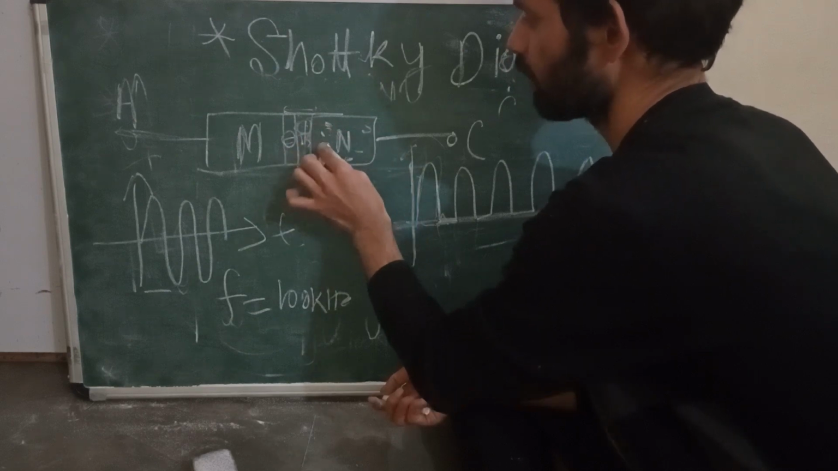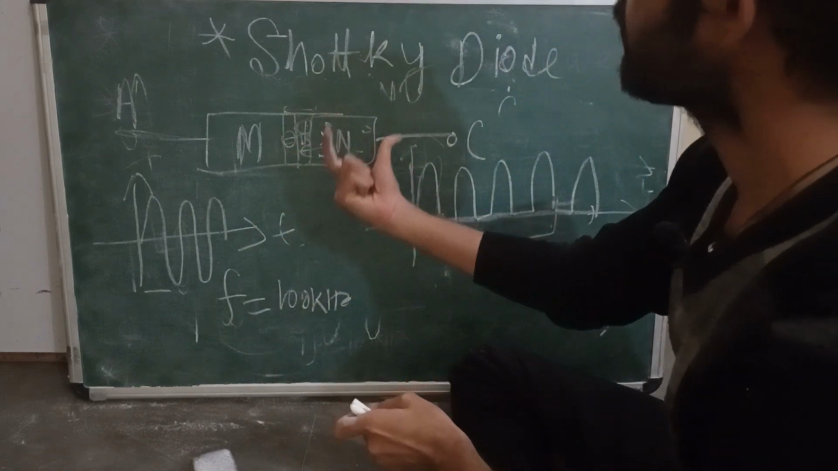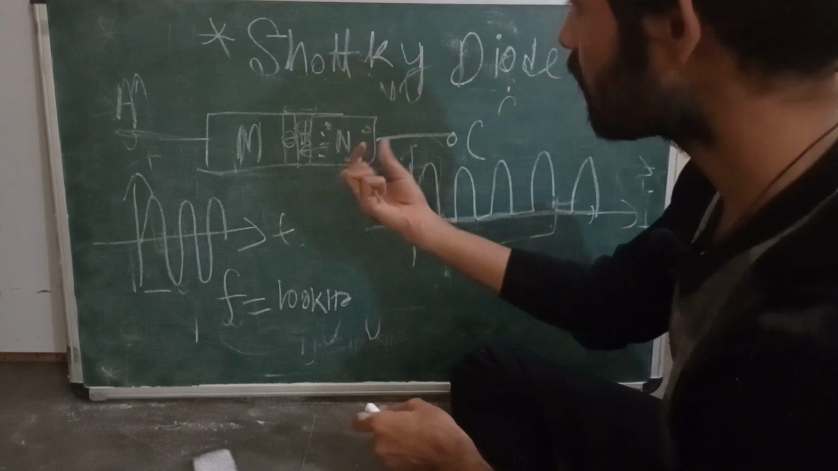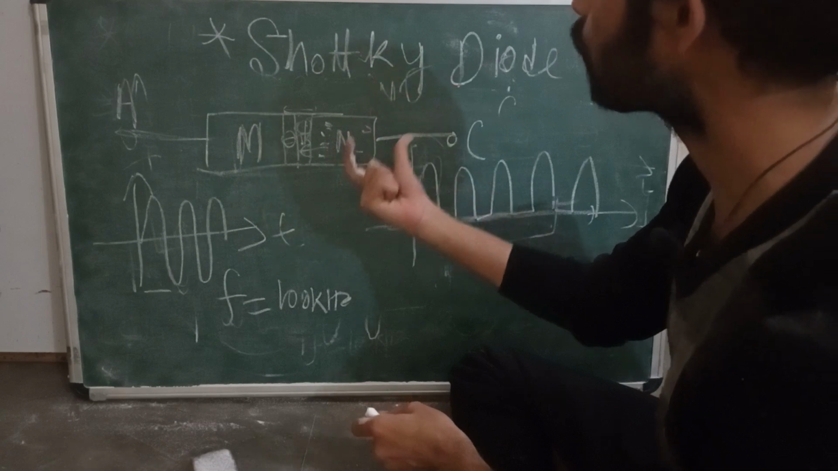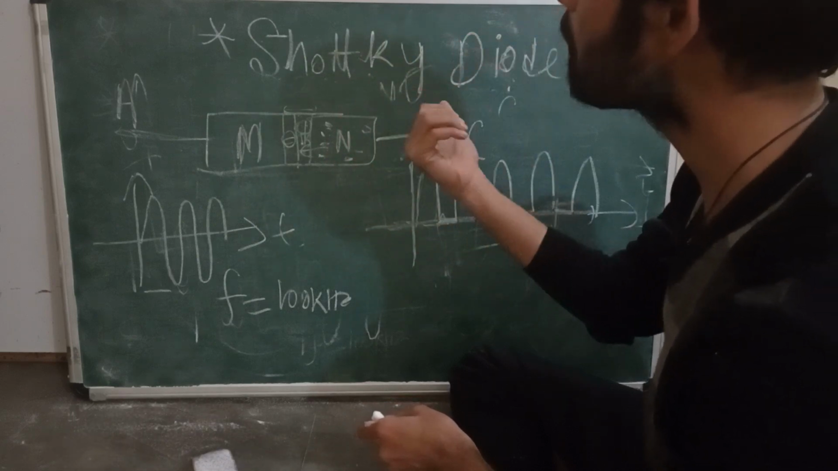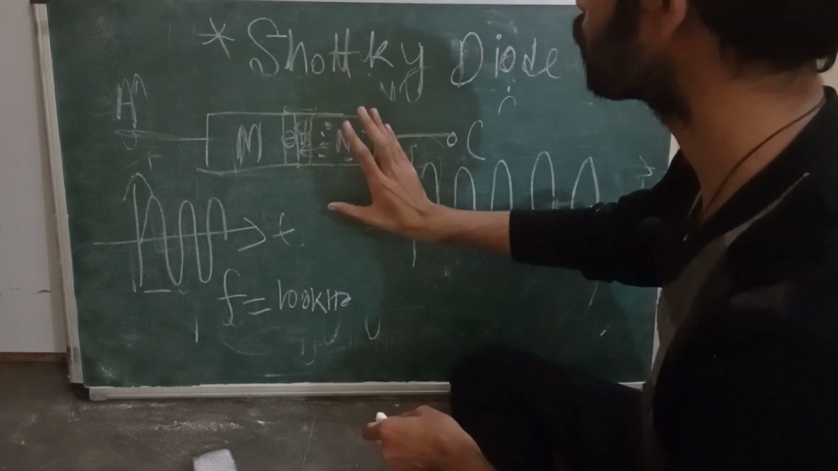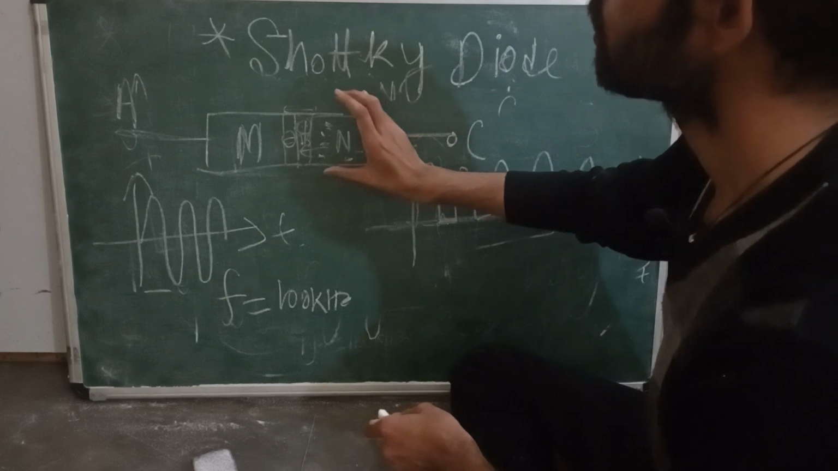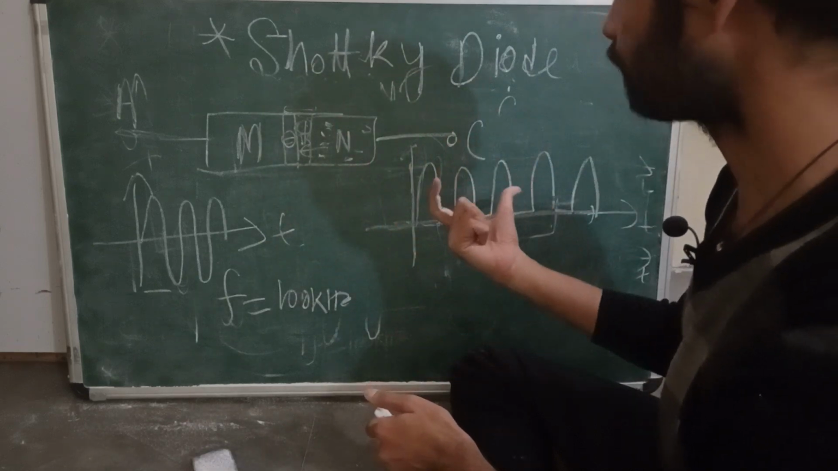Schottky diode is also known as what? Hot carrier diode. Why hot carrier? Because the electrons present in the n-type semiconductor are highly energetic, and they are able to inject inside the metal. So that's why this Schottky diode is sometimes also known as the hot carrier diode.